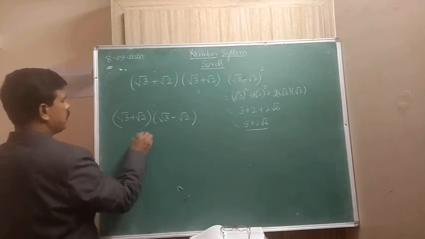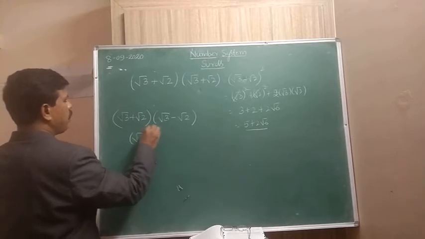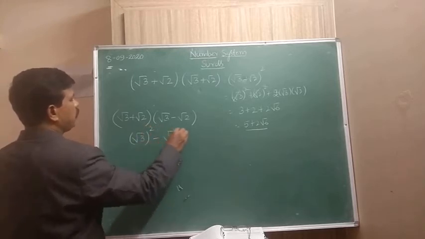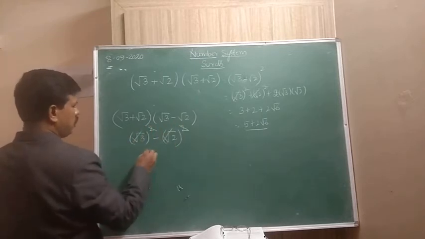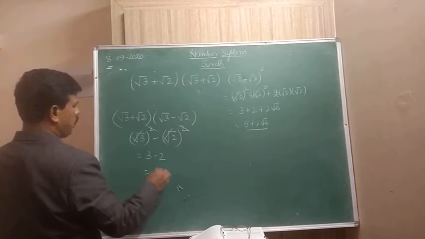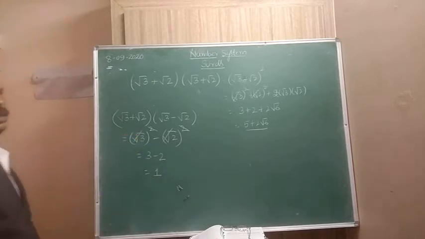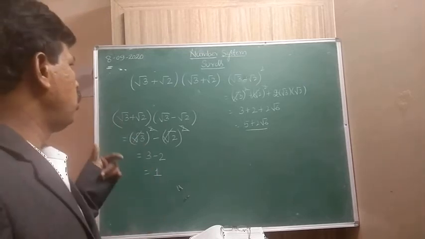You can write this as a square minus b square. A square minus b square. Then the square roots cancel. You will get 3 minus 2. 3 minus 2 is 1. That is what? A rational number. Clear?